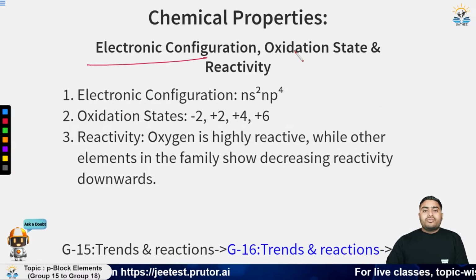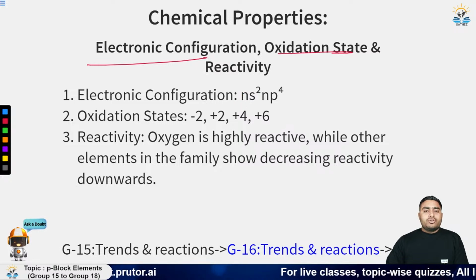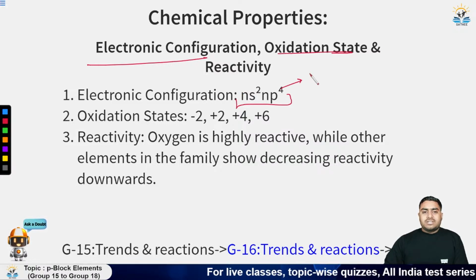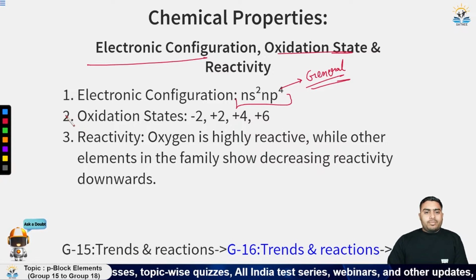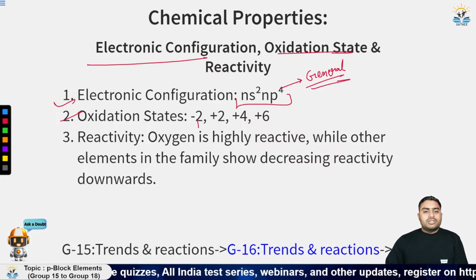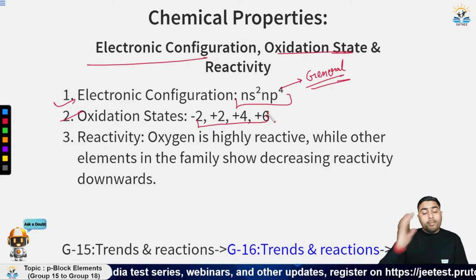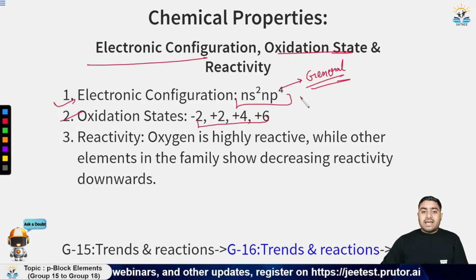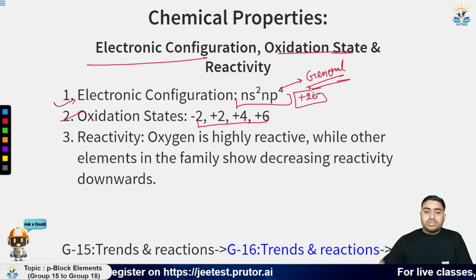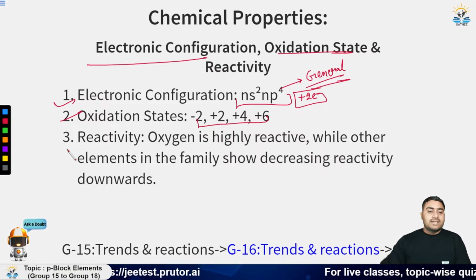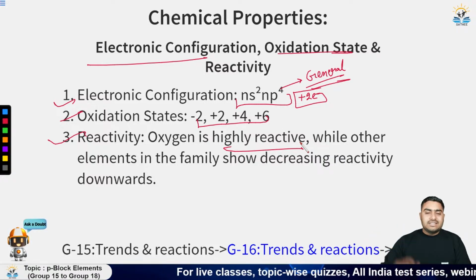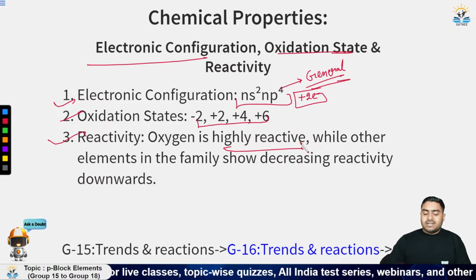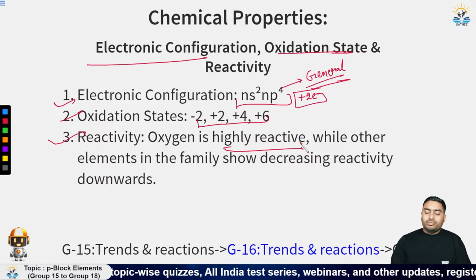Now you can see electronic configuration, oxidation state and reactivity. The general electronic configuration is ns2 np4. Oxidation state can range from -2 to +6, that means it can accept two electrons, as well as lose 6 electrons. Reactivity: oxygen is highly reactive, while other elements in the family show decreasing reactivity. So reactivity decreases when you are moving top to bottom.